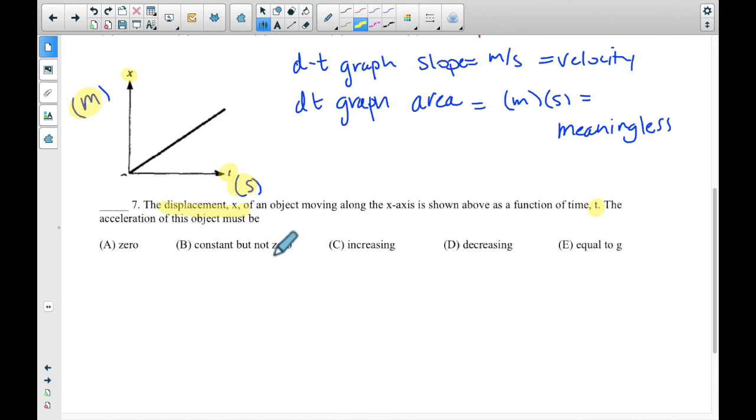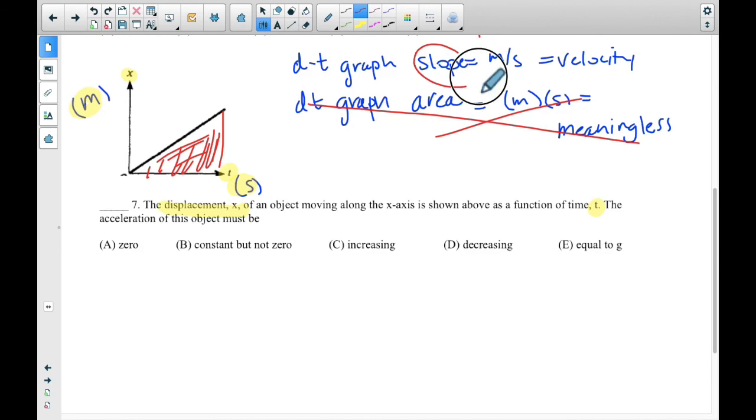Okay, let's take a look at it. We have a distance time graph. The slope of that, rise over run, is meters per second. That's velocity. The area of that would be meters times seconds. That's a meter second. That doesn't have any meaning for us. We don't have a unit of that right now. So that's not helpful, so we don't care about area.